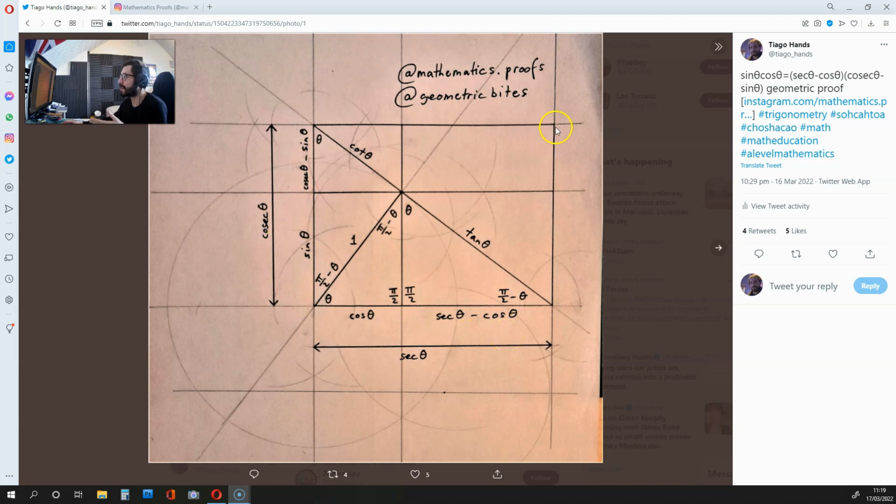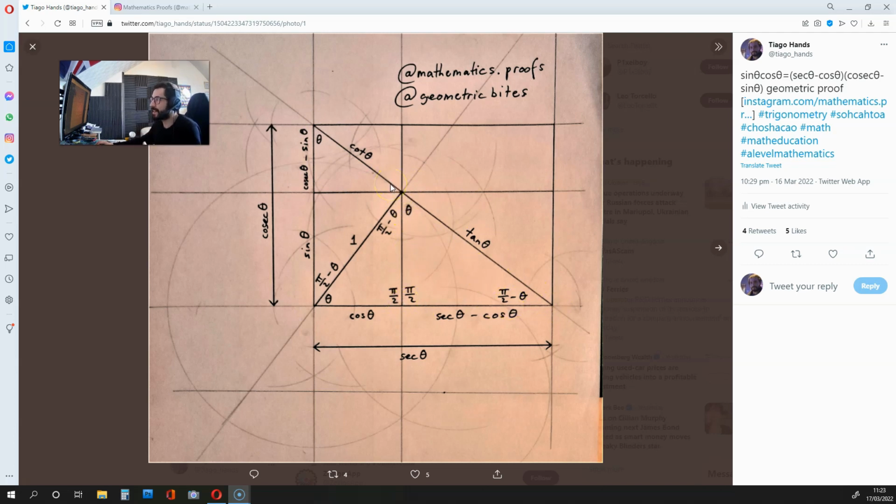If you subtract the area of this rectangle over here, which is sec theta minus cos theta, times cosec theta minus sine theta, what you're going to be left with is the right angled triangle over here, and also the right angled triangle over here. But if we look at this image carefully, we see that this right angled triangle over here is a reflection of this one, okay? And this right angled triangle over here is also a reflection of this one.